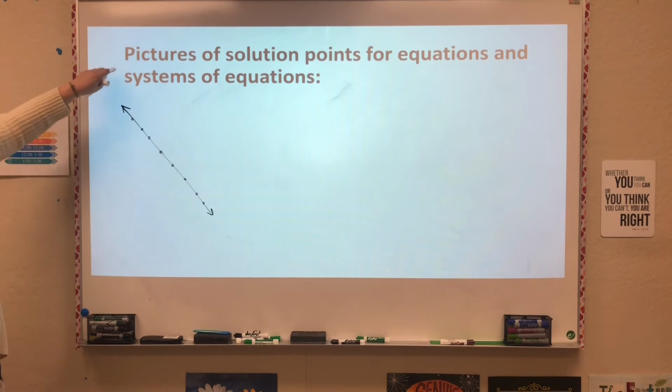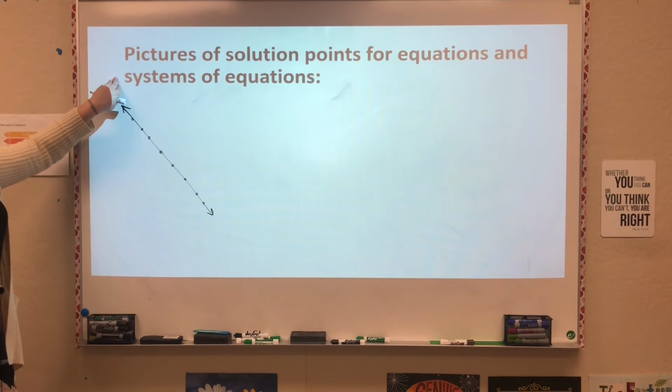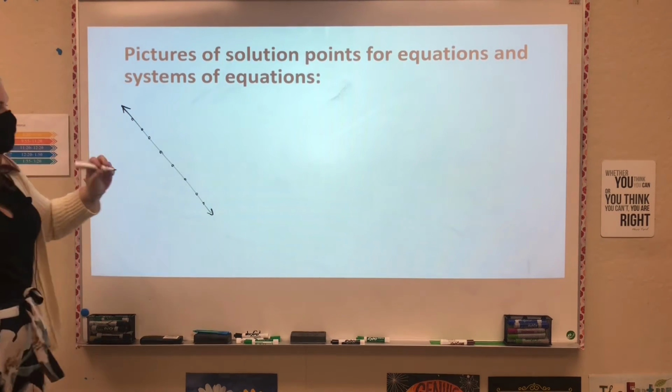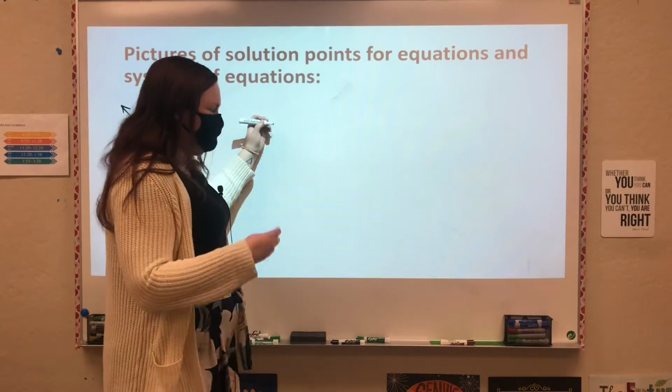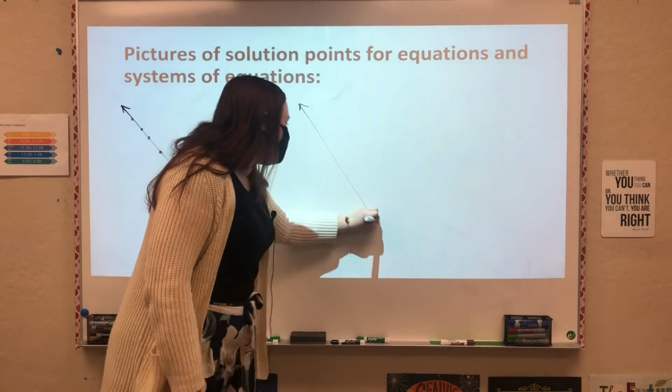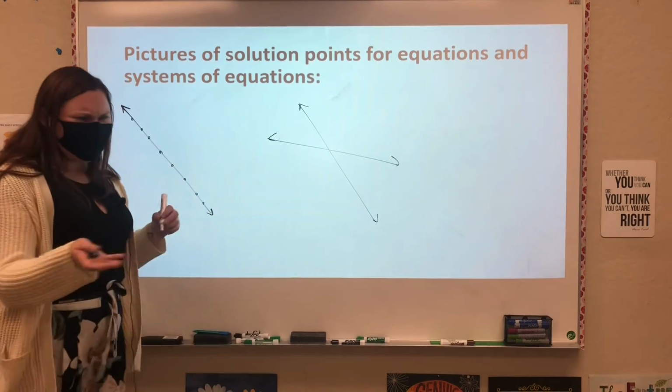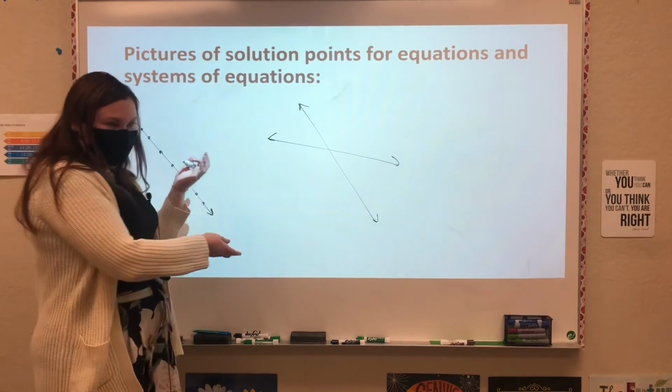When you're talking about a system of equations, we said a system of equations is? Multiple equations. Yeah, so 2 or more equations. For my drawing, I'm going to say 2 equations. If we've got 2 equations, that means 2 lines. And assuming the 2 equations are different equations, it means 2 different lines.